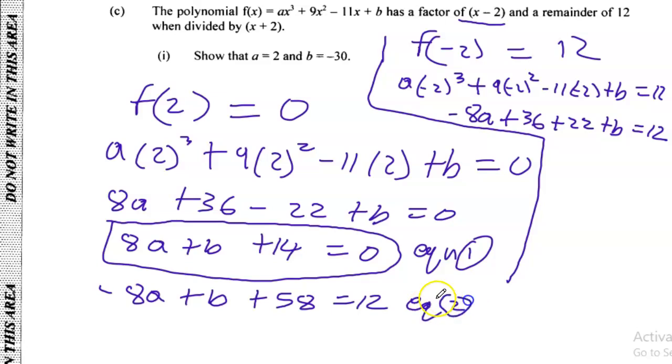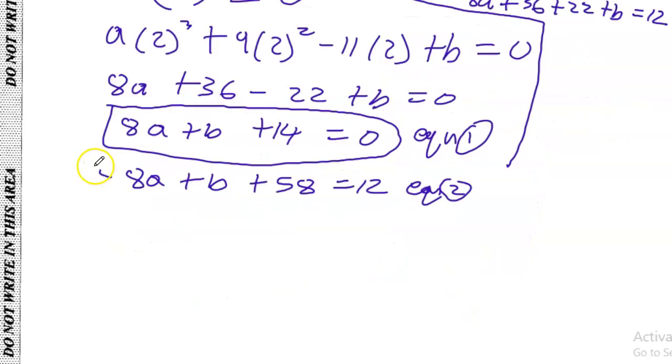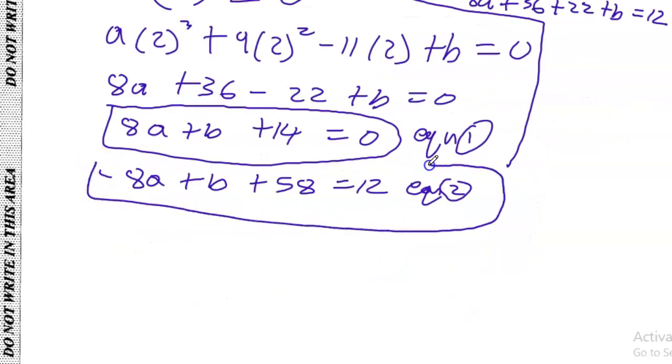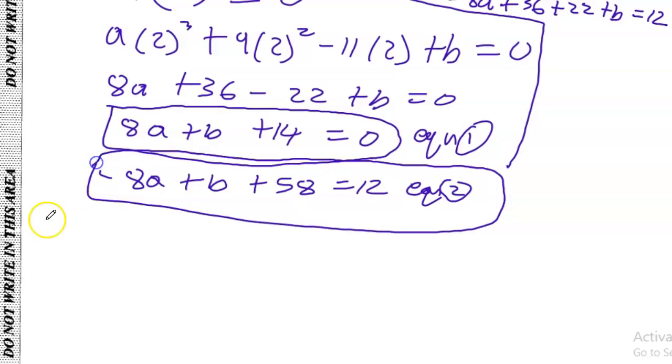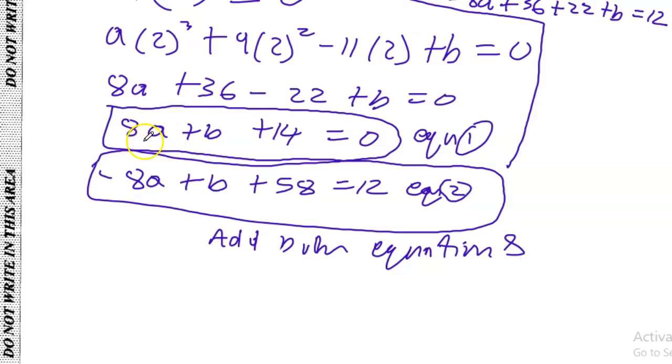So we have a pair of simultaneous equations here. So let's add both equations. Now, to solve simultaneously, of course, we can add equation 1 and equation 2. So when we add both equations, notice 8a plus negative 8a, that's 0. b plus b, that's 2b. 14 plus 58, that's what? That's 72. And 0 plus 12, that's 12.